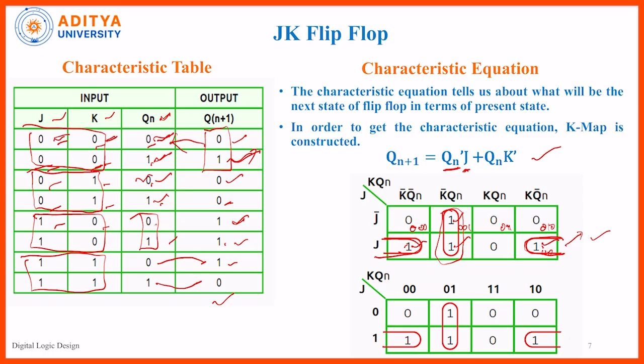Plus, next, these 2 ones we are grouping. J is switching from J bar to J, so we can eliminate the J term, and the term is K bar Qn. So finally, the characteristic equation after getting the output of this particular K-map is Qn plus 1 is equal to Qn bar into J plus Qn into K bar. So this is the characteristic equation for this particular JK flip-flop.